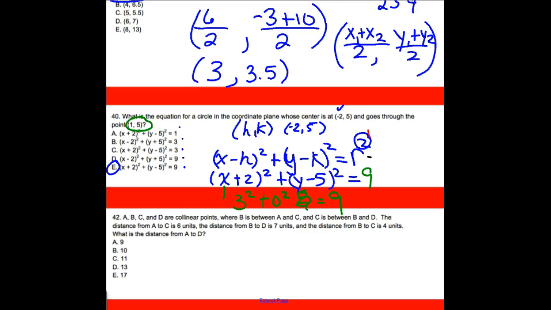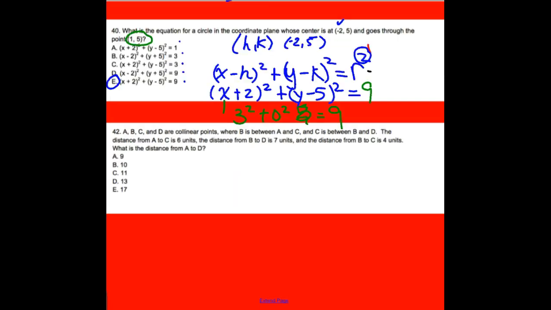And number 42. A, B, C, and D are collinear. What that means is they all lie on the same line. So I'm going to have some collinear points, where B is between A and C. So let's say this is A, this is C, not necessarily drawn to scale, I'm just trying to get my orientation correct here. B is between A and C, and C is between B and D. So there's my picture, kind of goes in alphabetical order as we would think it should.